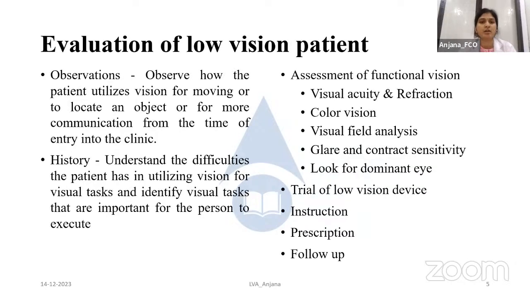Next, we have to evaluate the low vision patient. First, observe the low vision patient. Observe how the patient utilizes vision for moving or locating an object or for communication from the time of entry into the clinic. History: understand the difficulties the patient has utilizing vision for visual tasks and identify the tasks that are important for the person to execute. Assessment of visual function, functional vision, visual acuity and refraction. The next step is color vision and field analysis, glare test and contrast sensitivity test, and look for the dominant eye. Then trial low vision device and instruction, prescription, and after that the final follow-up.